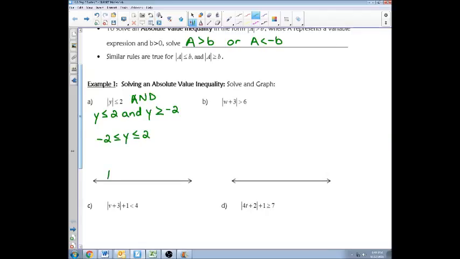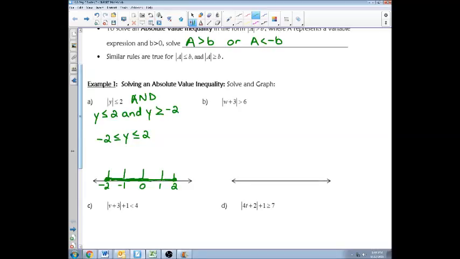I need to go ahead and graph it. So negative 2, negative 1, 0, 1, 2. Because they are both equal to, my point at each spot is going to be a solid dot. And since it is an AND problem, it is the points that overlap. They are going to overlap in the middle. So it is every point that is between negative 2 and positive 2.